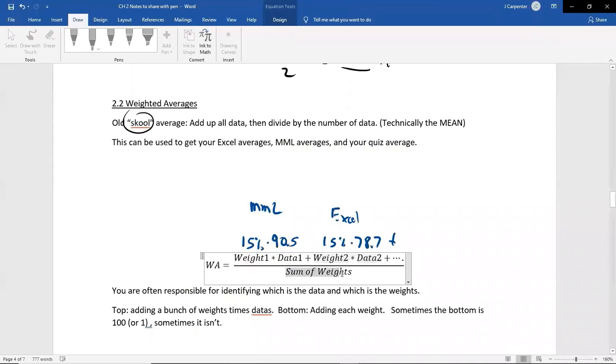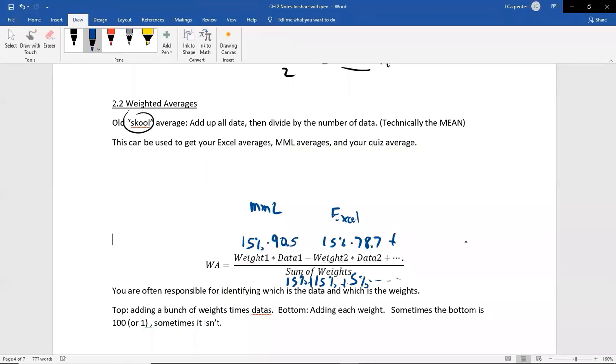The bottom is the sum of the weights. So this would be like your 15% plus the 15% plus the 5%, et cetera, et cetera, et cetera. All the different categories of grades that we just related to. But one small issue is you're generally going to be responsible for identifying which is the data and which is the weights. Now, I just explained for a grading system, the weight is the percentage that's set up in a syllabus, for instance, and then the data is the grade you earn.